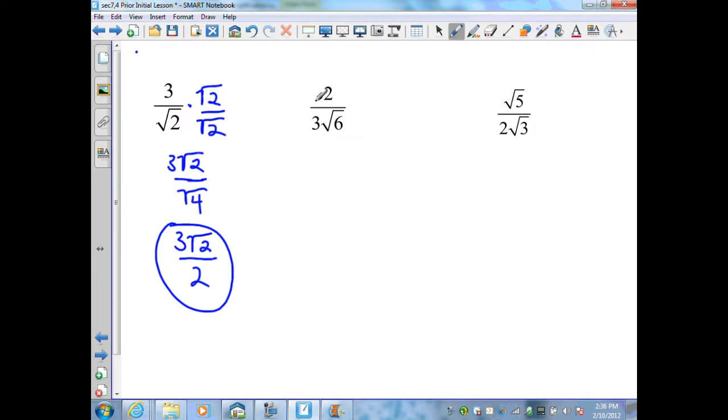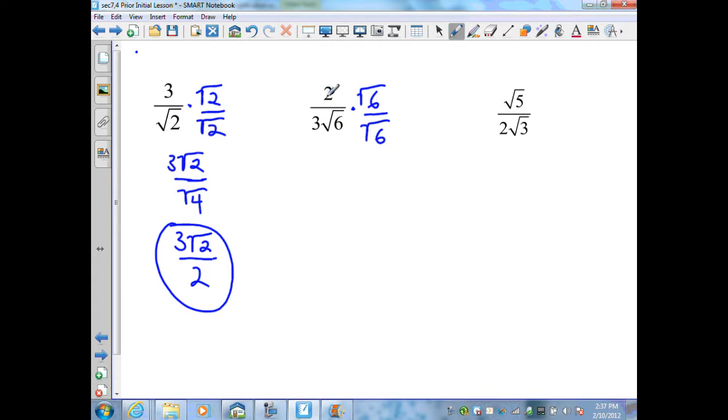Here, I have 2 over 3 square roots of 6. Again, I'm going to multiply the top and bottom of my fraction by my radical that's in the denominator, the square root of 6 over the square root of 6. I don't need to multiply by what's outside the radical, just the radical itself.